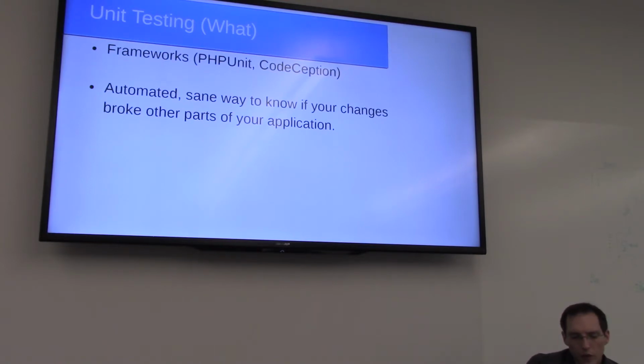I'm trying to remember, there were two other ones that were kind of big, but the last time I checked them a few months ago, they actually hadn't been updated in over a year, so I kind of assumed they were deprecated. But unit testing using a framework provides an automated, sane way to know if changes have broken one part of your application that you didn't intend to. And like I said, I'll go over a little bit more on that in a minute.